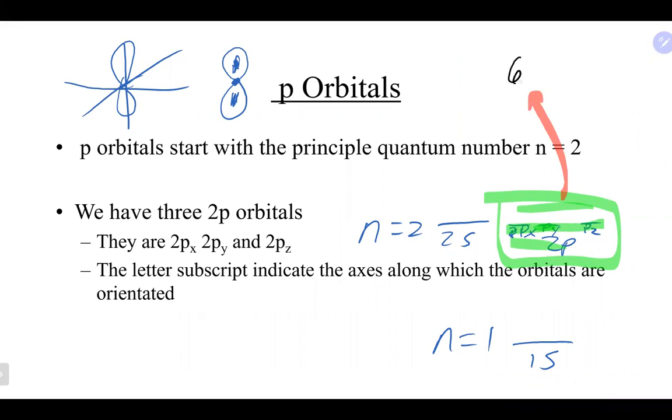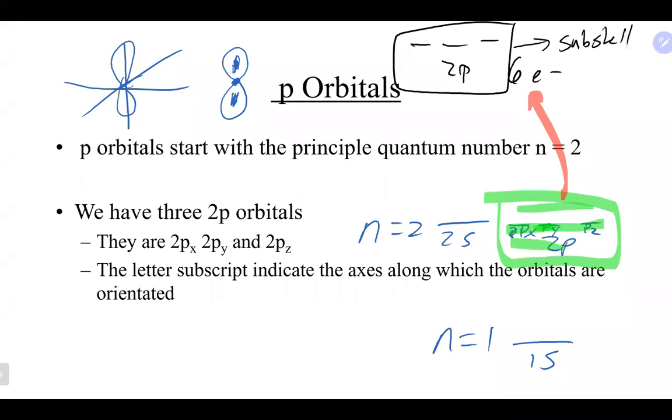I could put 6 electrons, and these 3 p orbitals all together is what is sometimes referred to as a subshell or sublevel, depending on your book. So the 2p subshell, which is composed of 3 individual p orbitals, px, py, and pz, could hold a maximum of 6 electrons. Basically, if each of those lines is an orbital, 2 electrons in each.